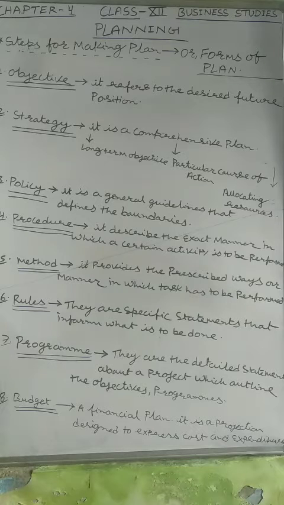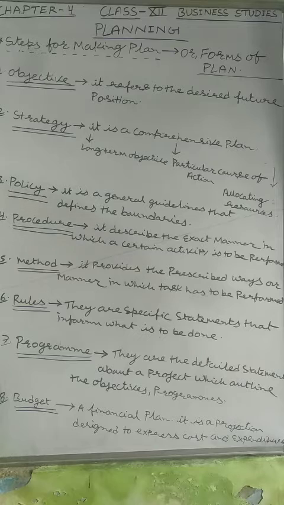Today we analyze the last segment of the chapter Planning in Business Studies. In the previous video we read about the limitations of planning, features of planning, and various types of planning: a standing plan or a single-use plan. In this video, we are going to analyze what a plan is, in which forms we see the plan in different organizations, and what the steps or forms of planning are.